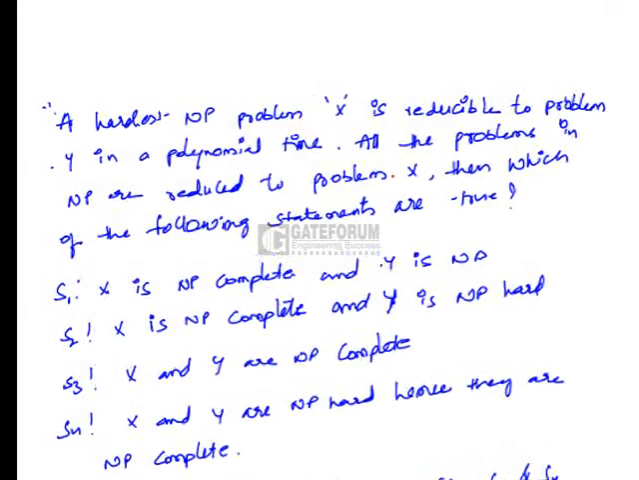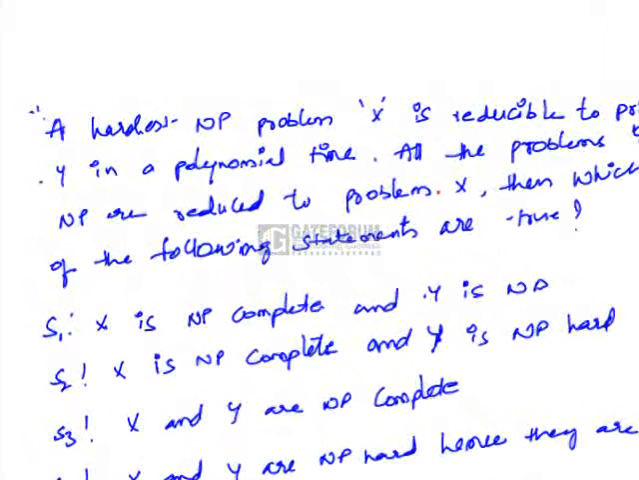A hardest NP problem X is reduced to problem Y in a polynomial time. All the problems in NP are reduced to problem X. Then which of the following statements are true? First statement, S1, X is NP complete and Y is NP. S2, X is NP complete and Y is NP hard. And S3, X and Y are NP complete. S4, X and Y are NP hard, hence they are NP complete.